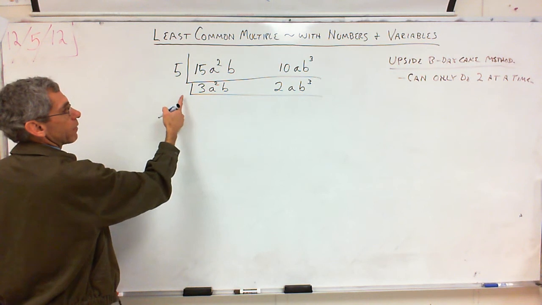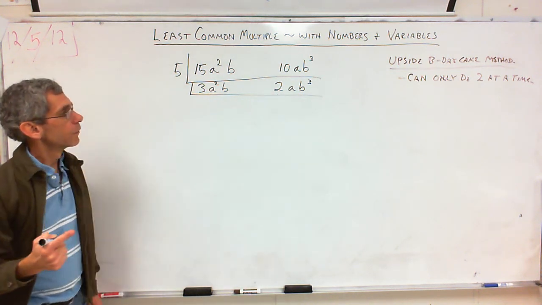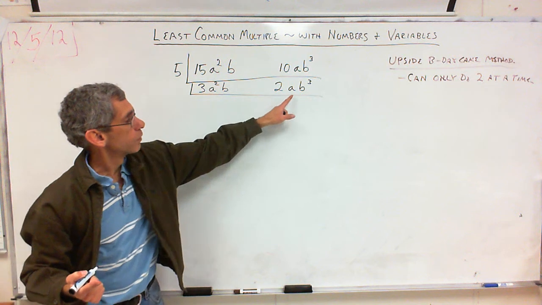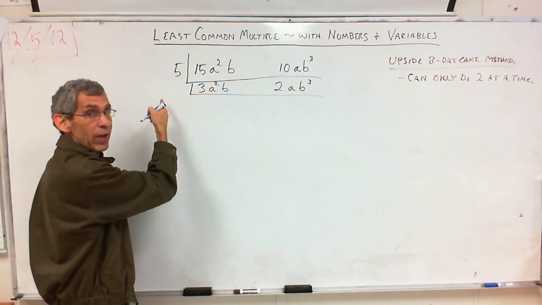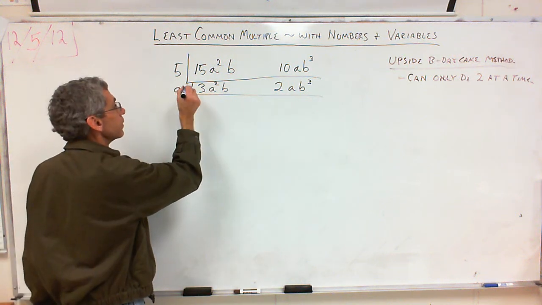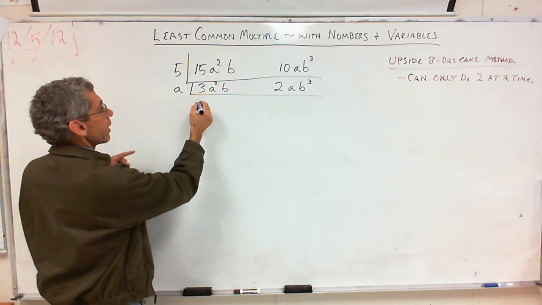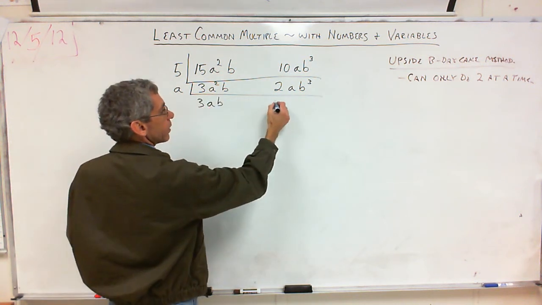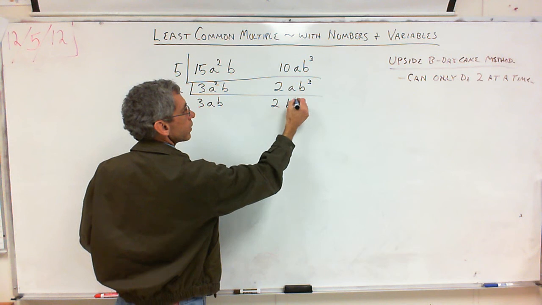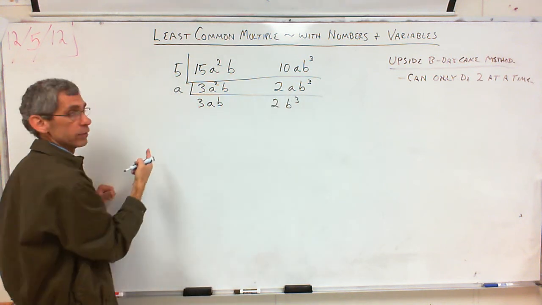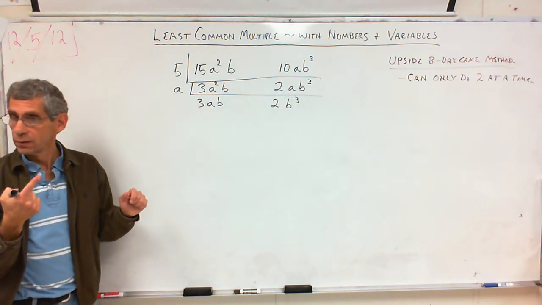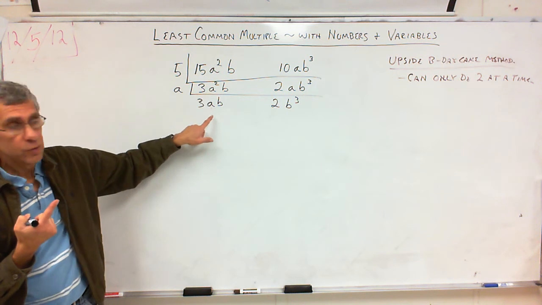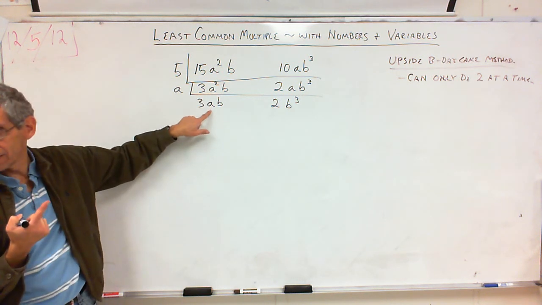Okay, now what can I take out of 3 and 2? Nothing. So how about A squared and A? What can I take out of both of those? An A. Remember, these are factors now, right here on this side. So I can take an A out. So what do I have here? I have 3AB, and here I have 2B cubed, because I took the A out. Why do I still have it? Because this was A squared, which is A times A. So I took one of the A's away, but I still have one left.